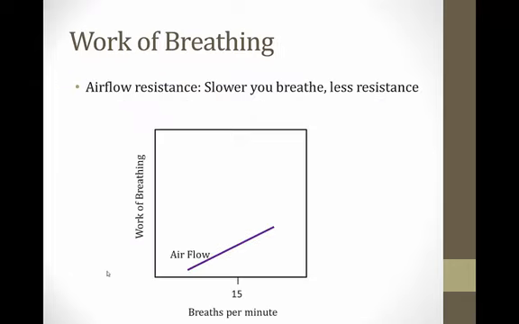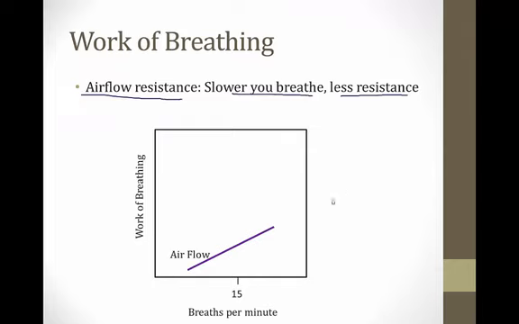So it turns out that there are two forms of resistance the body has to overcome to ventilate the lungs. The first one is called airflow resistance, and like the name implies, this is the resistance to moving air through the tubes in the lungs. And it turns out that the slower you breathe, the less resistance there is to airflow. And why is that the case? Well, when you breathe rapidly, you create turbulent flow of air, and that has a lot of resistance and requires a lot of work to move it along. When you breathe more slowly, air moves in a nice laminar fashion, and it's easy to get it in and out of the lungs.